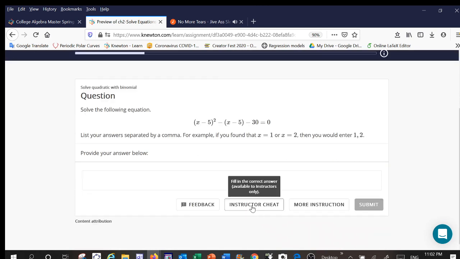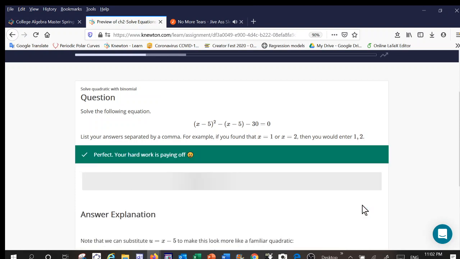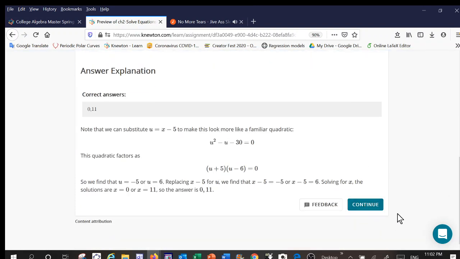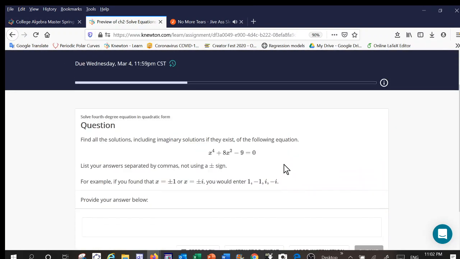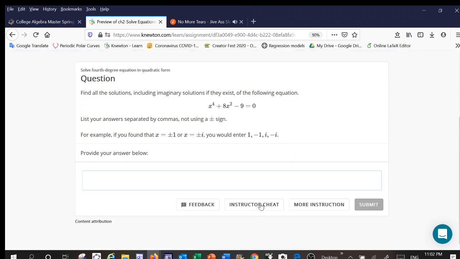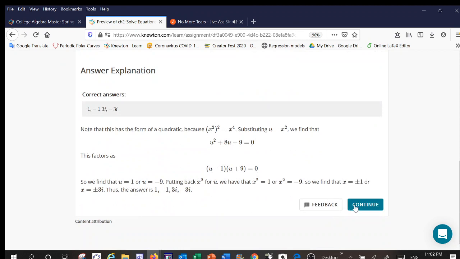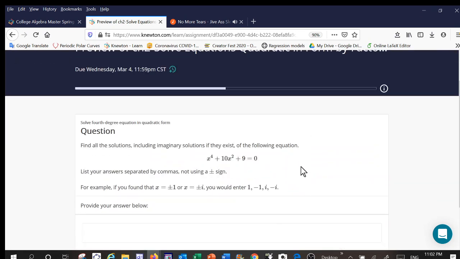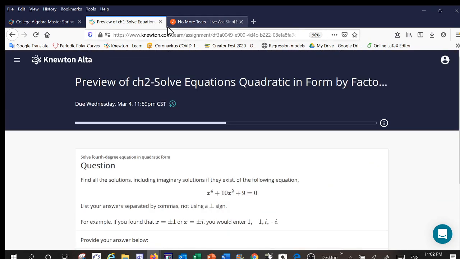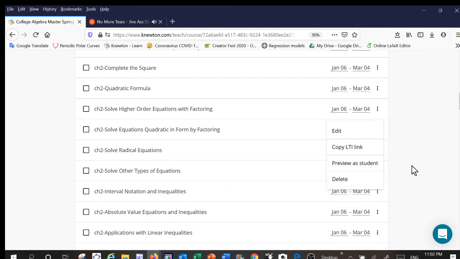This is similar to the one we just did. I'm just going to move on, let you do it. And this one also is similar. All right, so very similar problems. Let's move on. So solving equations quadratic in form, we got that.